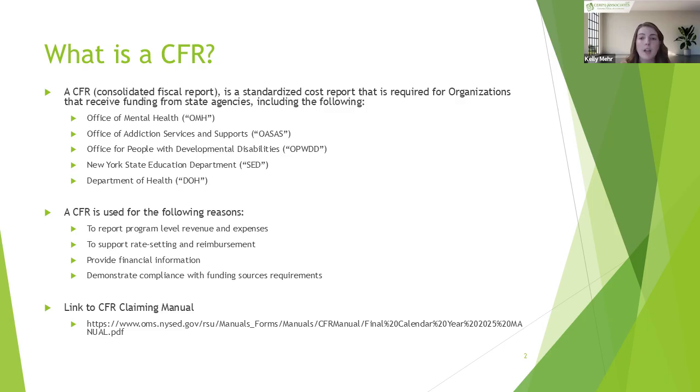At the bottom of this slide, you'll notice a link to the CFR Claiming Manual. This is an extremely important resource for when you're preparing your CFR. The manual is basically the rule book for the CFR preparation. It outlines allowable and non-allowable costs. It explains allocation methodologies. It has instructions for each schedule on the CFR and even each line. And it also includes all of the appendices, which we'll also talk a little bit more about in a few slides.